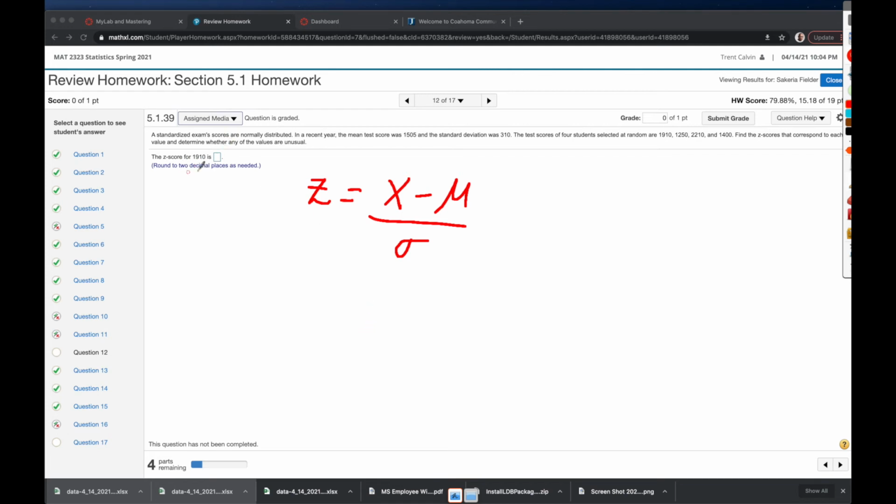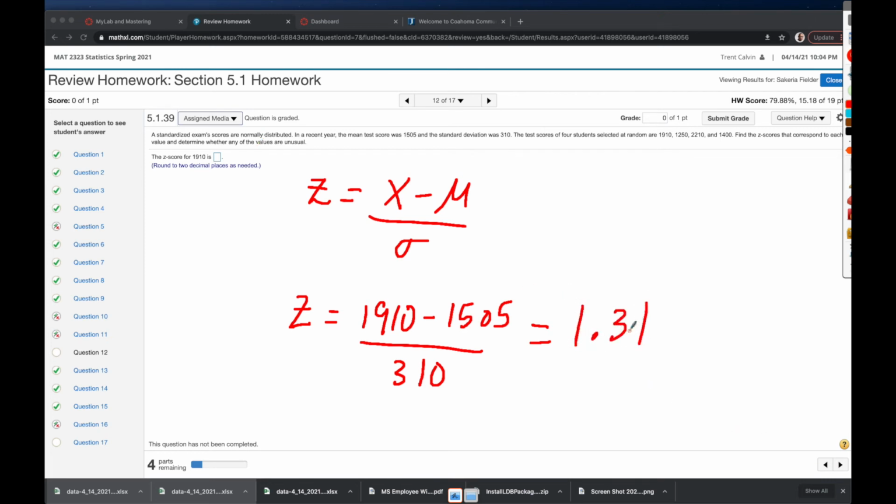So if I want to find my Z-score for 1910, I'm going to take 1910 to be my X. So Z is going to be equal to 1910 minus my mean. My mean is 1505. My standard deviation is 310. Let's say round to 2 decimal places. Let me type this in. If I round to 2 decimal places, I get 1.31.